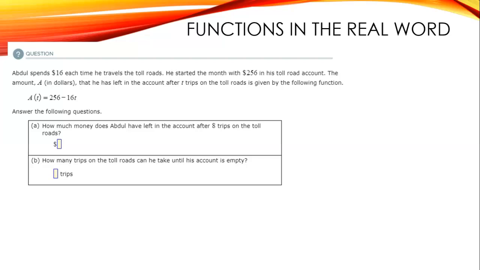All right, Abdul. Abdul is traveling the toll roads. So he has some sort of account. And in that account, he has $256. And he's going to be spending $16 every single time he has to travel on the toll roads, which is why 16 is our slope. Our starting amount is 256, so that's our y-intercept. The function is about the amount that he has left in his account after t trips. And remember, we're trying to decide now, am I being given the amount or am I being given the number of trips? Oops, gave you the answer on that one. I want you to pause the video and decide, am I being given the amount or am I being given the number of trips, and solve this one on your own.